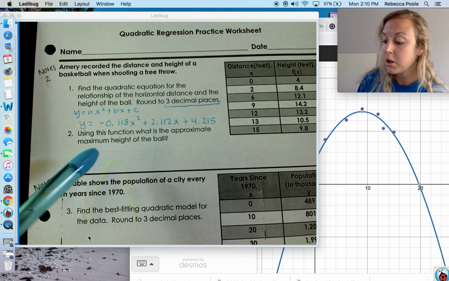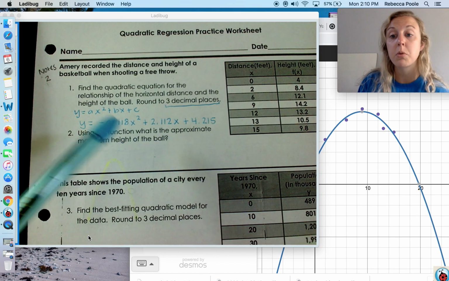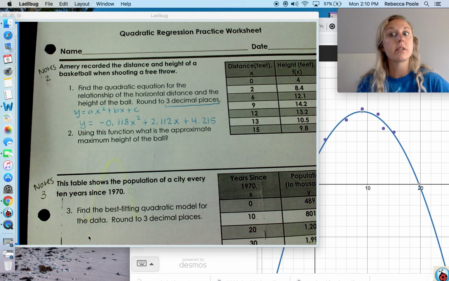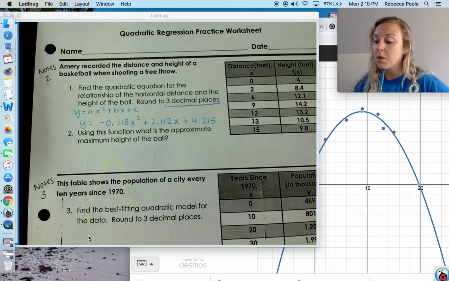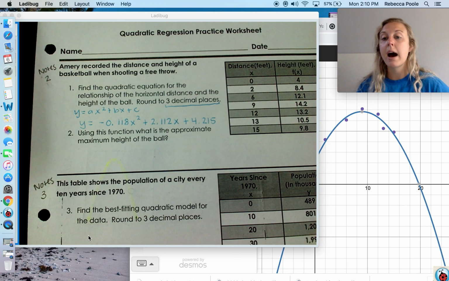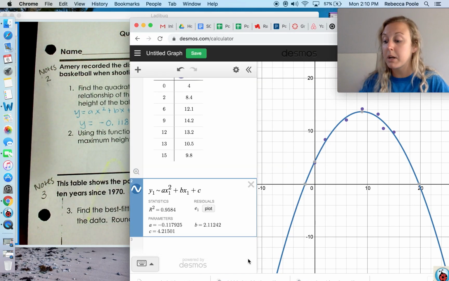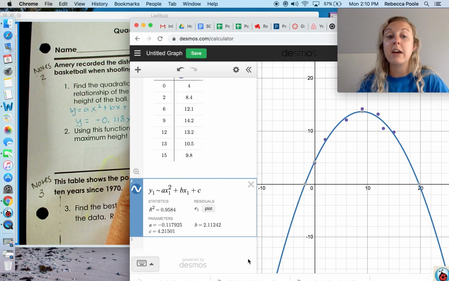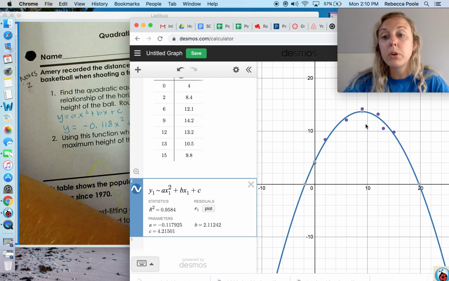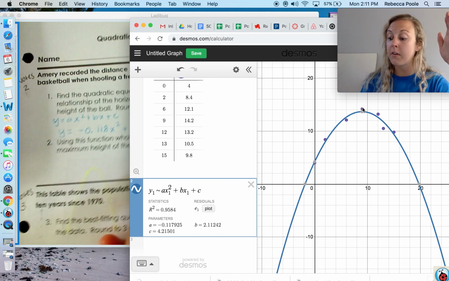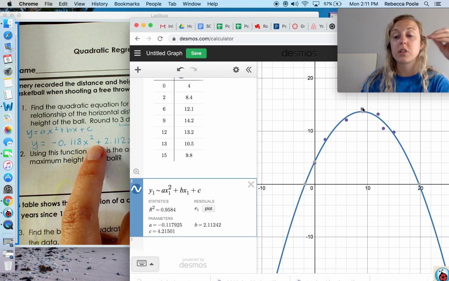Now for number 2, it says using this function, so we're going to use the blue function that Desmos gave us. That's also why I love Desmos, because it color codes. What is the approximate maximum height of the ball? So we're going off of the blue, not the purple, because it says using the function that you got. So off of the blue, this is where y'all will mess up. Y'all will go click on this purple point. I don't care about the purple point. I said based off of the function that you found, which is this equation.